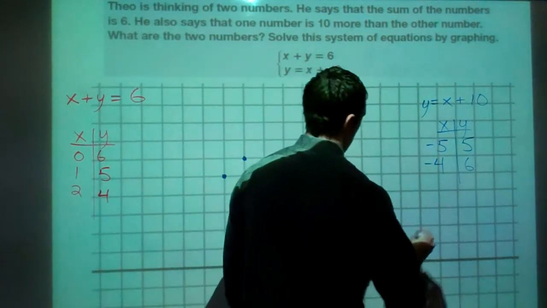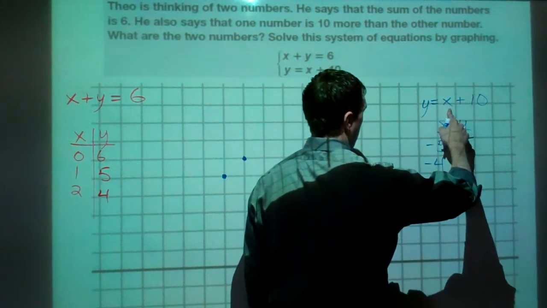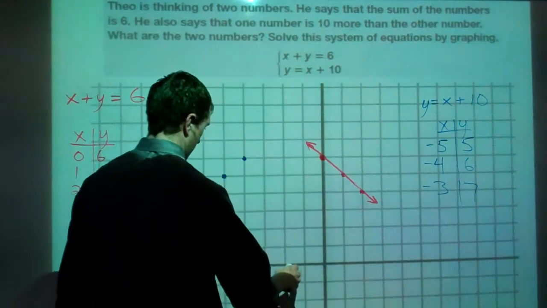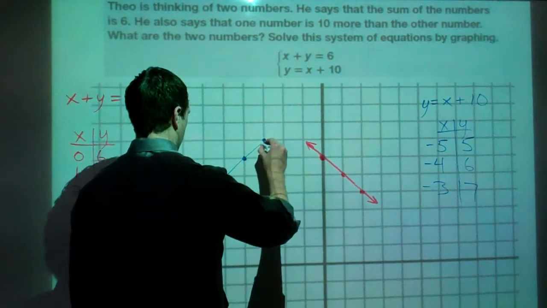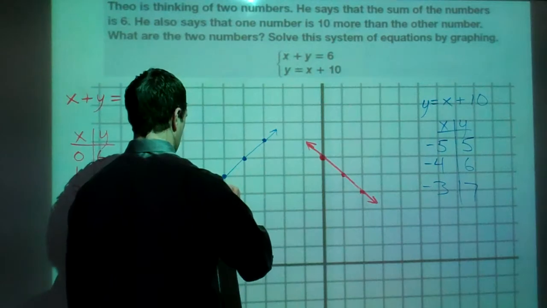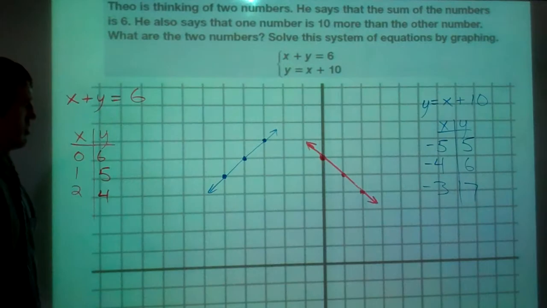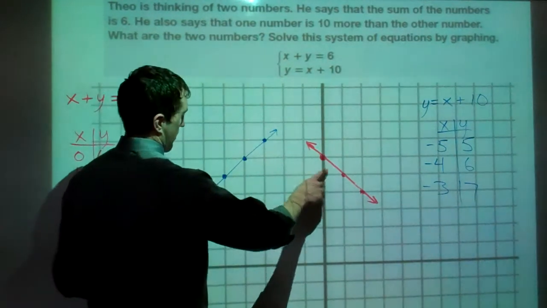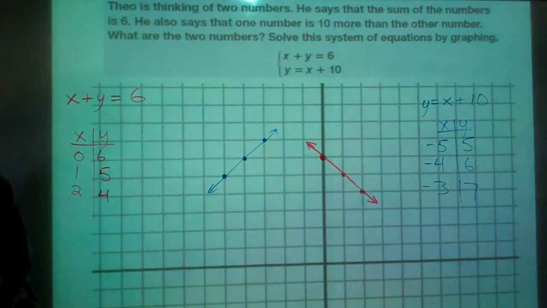Let's try another one here. -3. If x is -3, -3 plus 10 is +7. So -3 up 7 right here. So we get a graph that looks like this. Okay? And my lines aren't that straight. But we should see that this graph and this graph will cross somewhere in this region. And where they cross is where our solution will be.